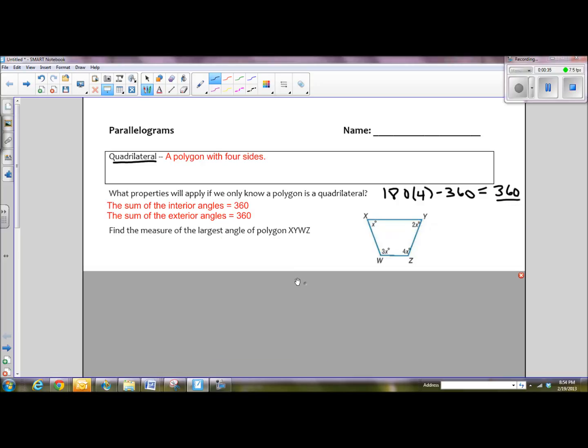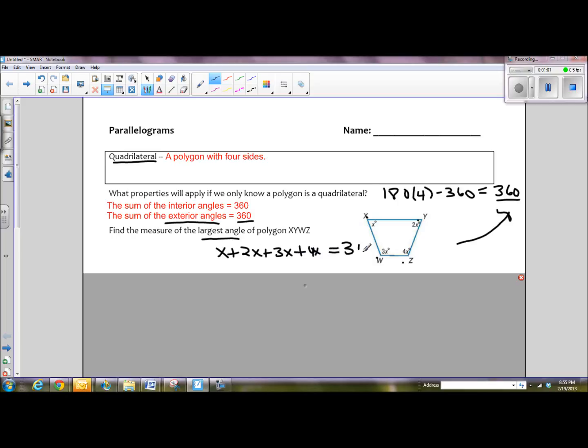We also know, as with all polygons, the sum of the exterior angles is 360 as well. So if all we know about this polygon is that it's 1, 2, 3, 4-sided, that it's a quadrilateral, the only thing we can do to find the largest angle of this polygon is use the fact that all the angles, x, 2x, 3x, and 4x, all of them have a sum of 360.